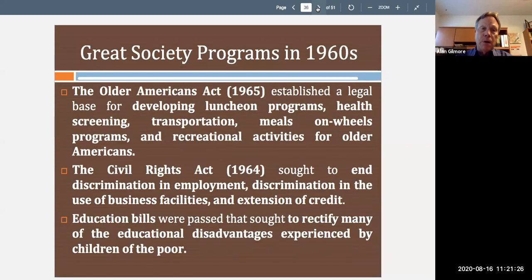But here's a few. The Older Americans Act developed luncheon programs, so things like senior meals, health screening, transportation, Meals on Wheels, and recreation activities for older Americans. The Civil Rights Act attempted to end discrimination in employment, discrimination in the use of business facilities, and extension of credit. And then finally, educational bills were passed that sought to rectify many of the disadvantages experienced by children of the poor.